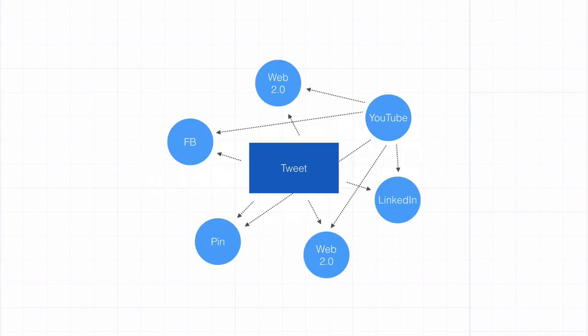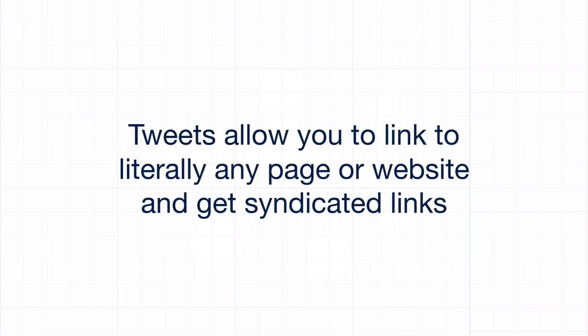So again, a diagram to show that every time you tweet, it's shared on LinkedIn, it's shared on Facebook, it's shared on Pinterest, it's shared on your Web 2.0s. Or when you upload a video again, just the same, it's shared to LinkedIn, your Pinterest, and Facebook, and Web 2.0s, and all that sort of stuff. Using tweets as triggers is extremely cool because you can link to any page or any website in the world and get syndicated links linking to that page or that website you want to link to.